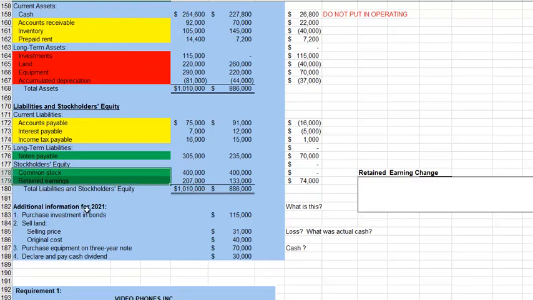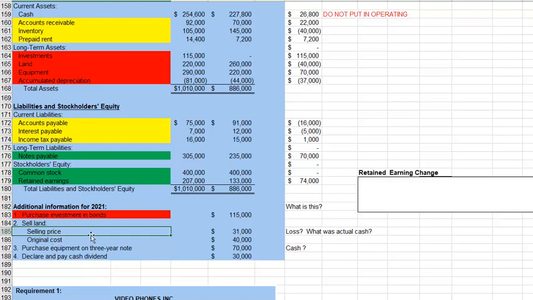Next up, we have some additional information we need to classify. We are going to purchase investments in bonds for this amount. What type of activity is this? A purchase and an investment is going to be an investment. This is going to be a long-term asset. Sell land, giving us the sales price and the original cost. Selling land, that's a long-term asset. This will also be investing.